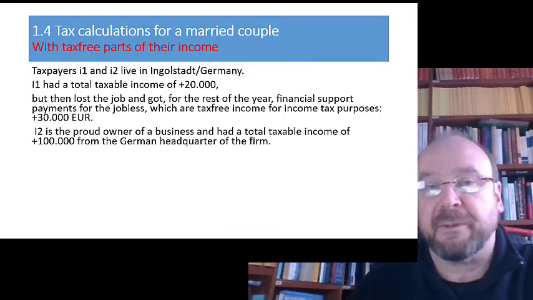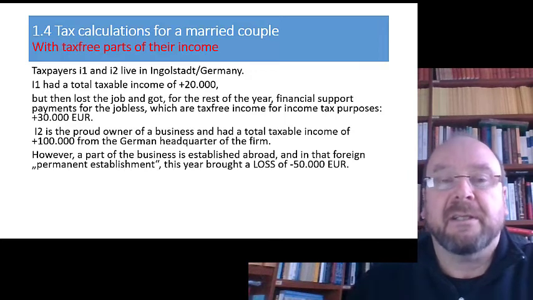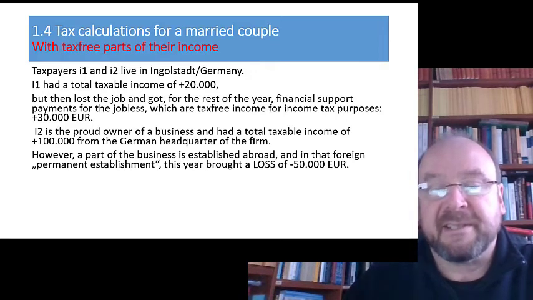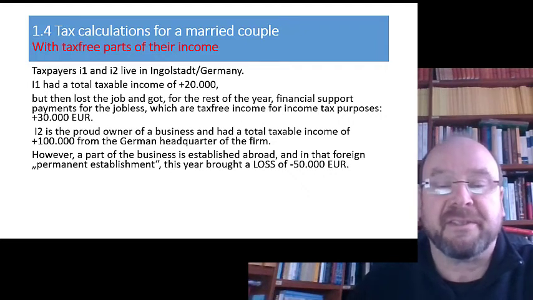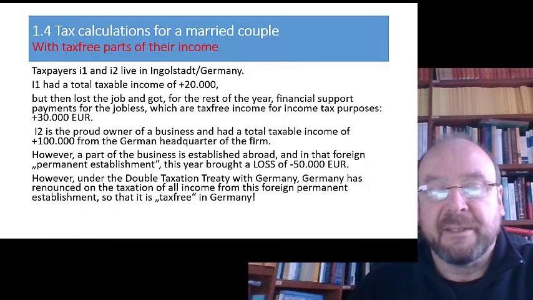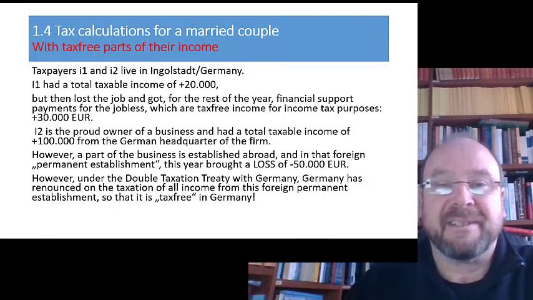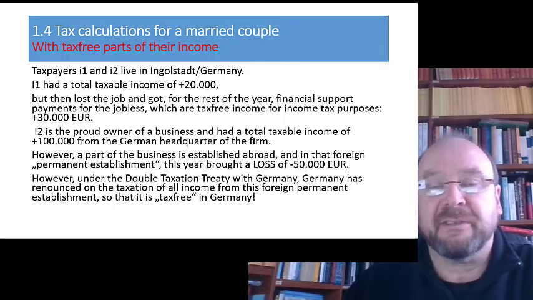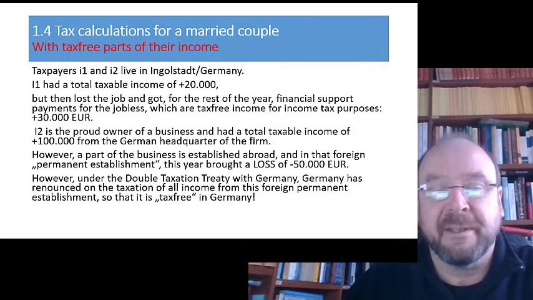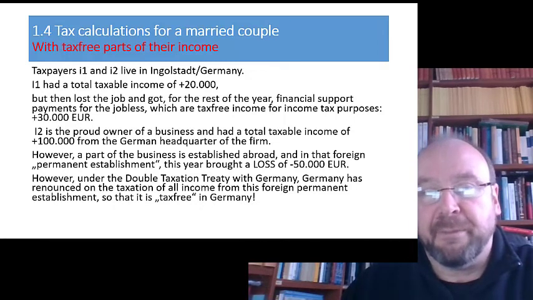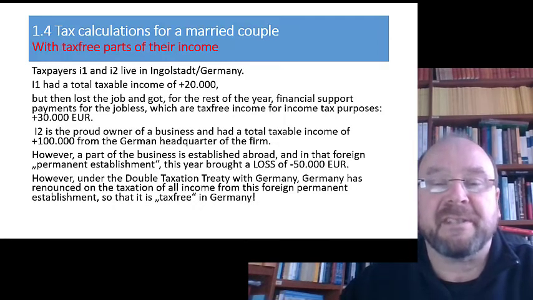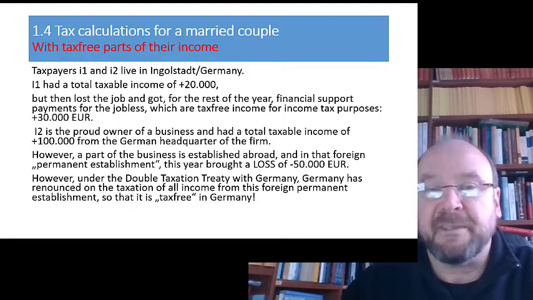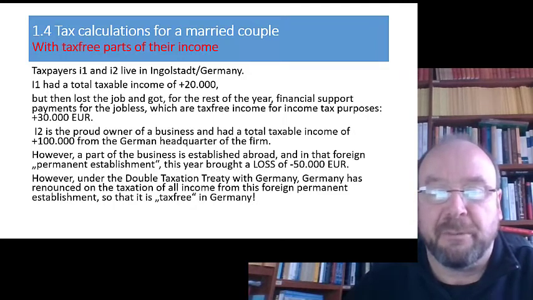Now I2 is the proud owner of a business and had a total taxable income of 100,000 from the German headquarters of the firm. However, a part of the business is established abroad, and that foreign permanent establishment this year brought a loss of minus 50,000. However, that foreign permanent establishment has been qualified as tax-free by a double taxation treaty of Germany with that foreign state. So all that income, be it positive or negative, from that permanent establishment is, although it is a part of your worldwide income, regarded as tax-free in Germany.